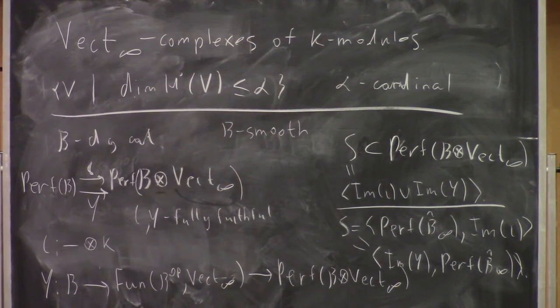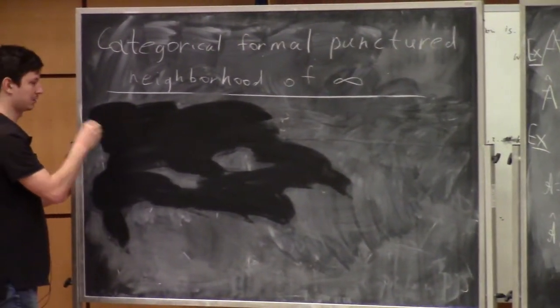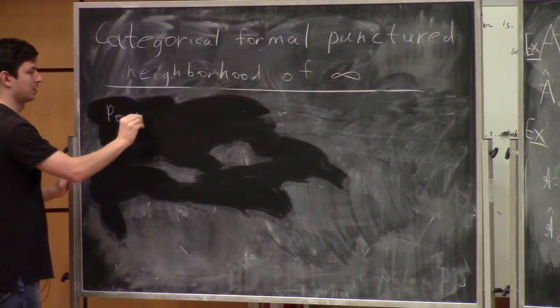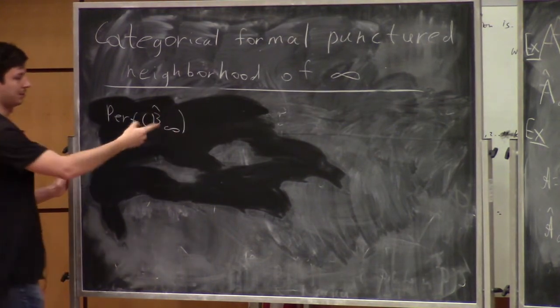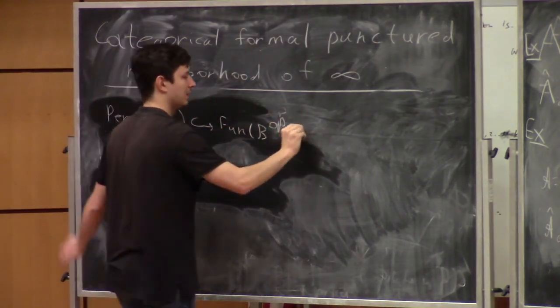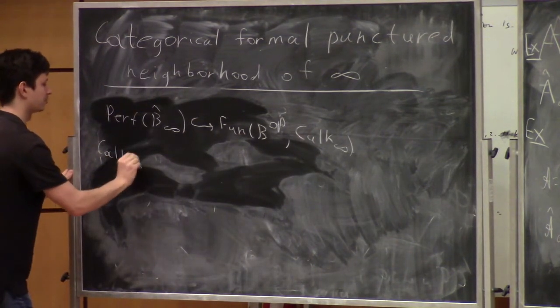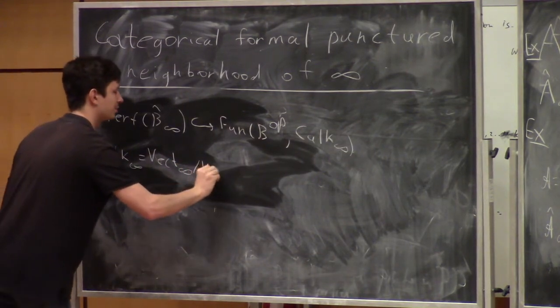Let me mention how this construction gives you the reciprocity laws for curves, which will be very similar to Tate's approach, but it appears very naturally in this framework. Namely, from this construction it follows that you also have an embedding of perfect complexes on the punctured neighborhood of infinity into functors from the opposite to Calkin infinity, where Calkin is just the quotient DG category of infinite dimensional vector spaces by finite dimensional ones.